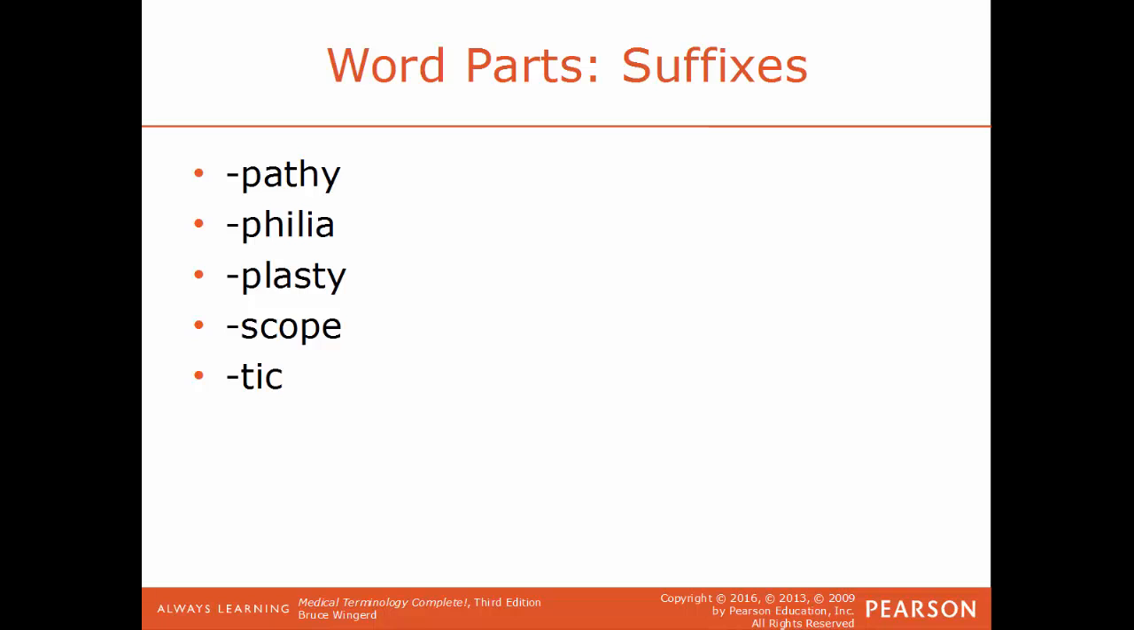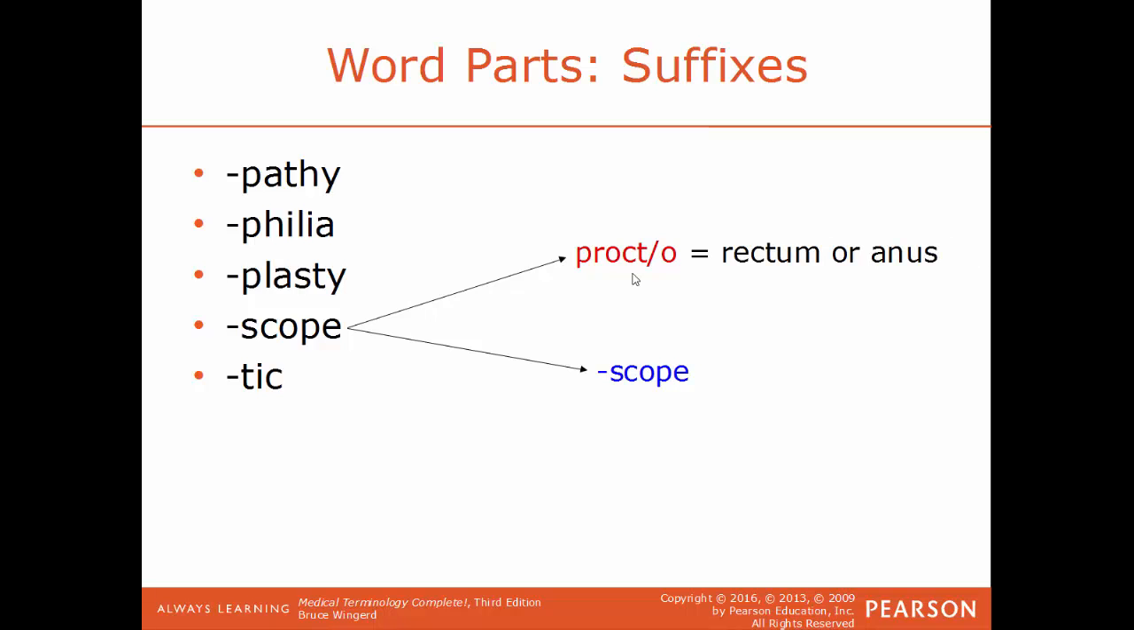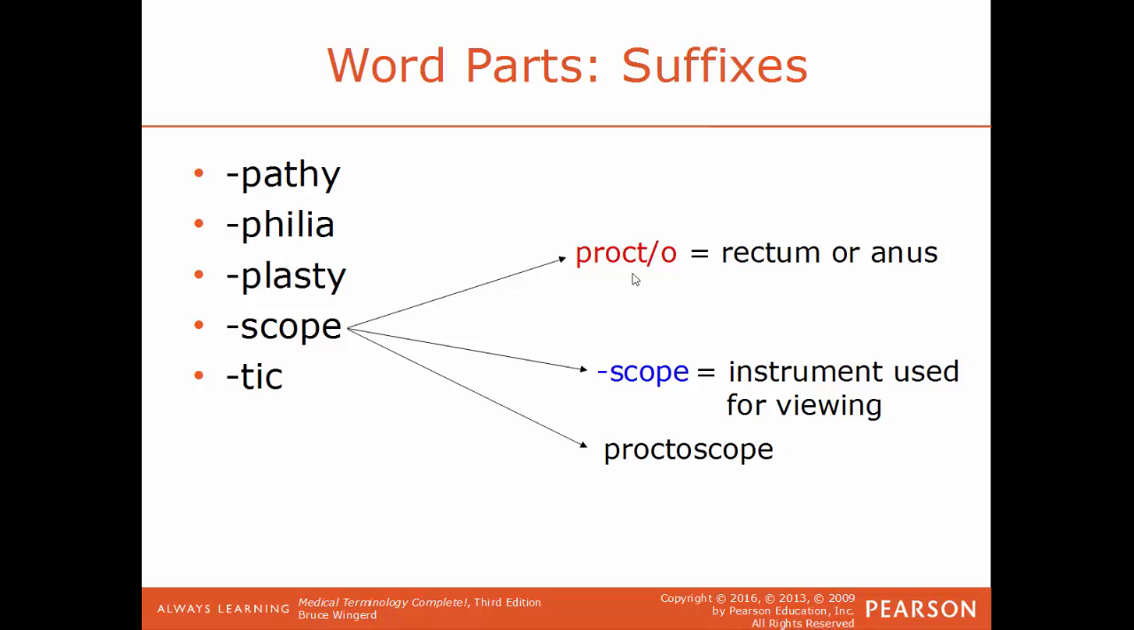And the suffix tic means pertaining to. Like hepatic. Hepa means the liver. So hepatic means pertaining to the liver. And going back to the term scope, add that to the root word proct or procto. Procto again means the rectum or the anus, and scope means the instrument used for viewing. So a proctoscope is an instrument that's used to view the rectum or the anus, which will be used by a proctologist. Again, another example of a constructed term. Root word plus suffix to give you a brand new word.